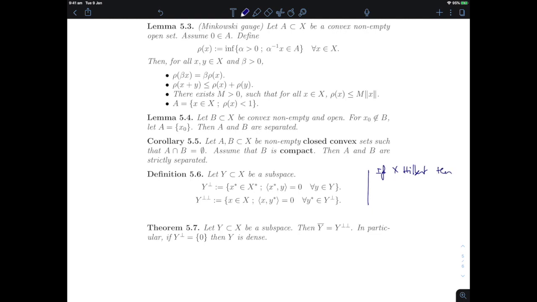I would be able to split x as y bar plus y bar perp, and I would have y perp equal y bar. Right, now here it's very different because you need to remark that y perp is definitely not the same thing in general as y perp and then take the perp of that. Because if I take y perp, I get in x star, and I take the perp of that, I get in x double star, right?